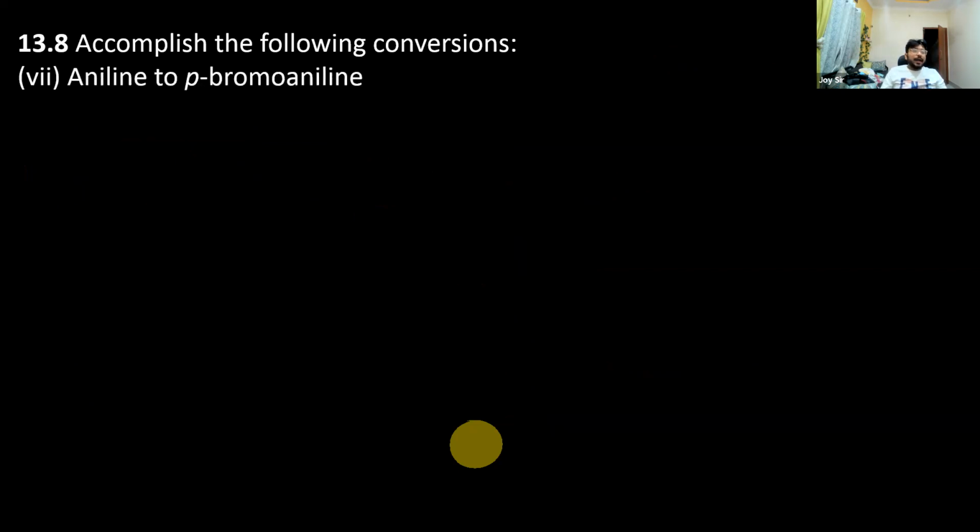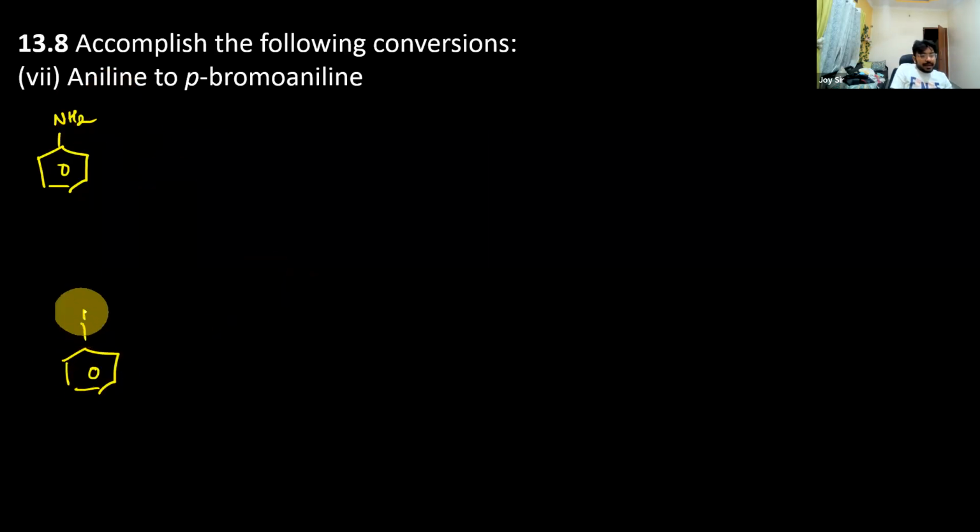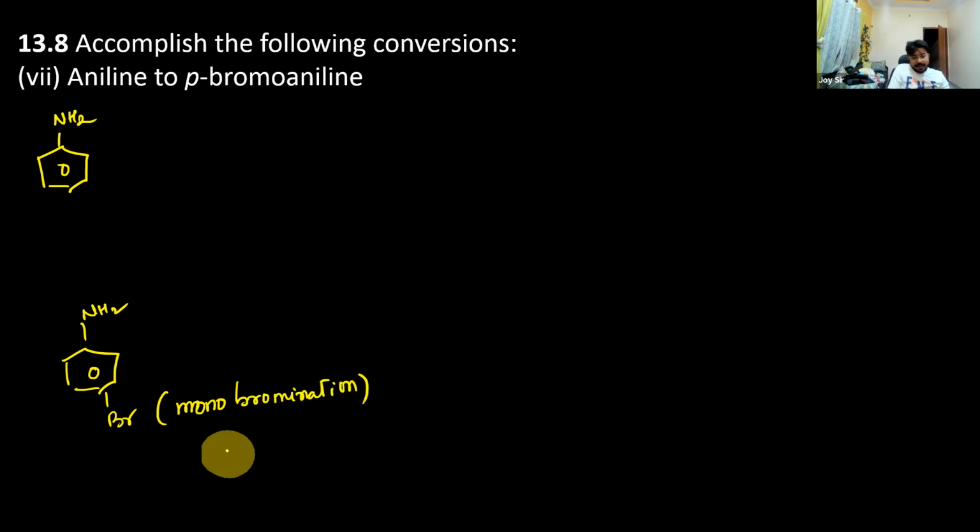Okay, next. Aniline to p-bromoaniline. This is our aniline. Aniline to para-bromoaniline. Normally, if bromine is given in excess, what will happen? Tribromination will happen. In order to do monobromination, because in this case only one bromine has come, this is our monobromination. It is a direct NCERT reaction.